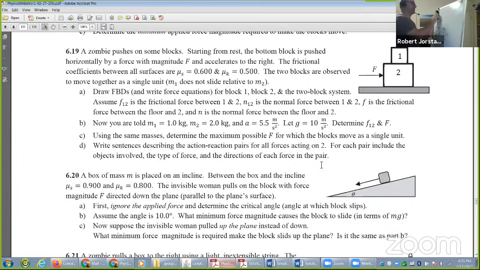Basically the same as chapter 5, but you have to do friction as well. And the friction ends up taking up almost as much time as the whole problem because you have to think carefully. So now we're going to 6.19.